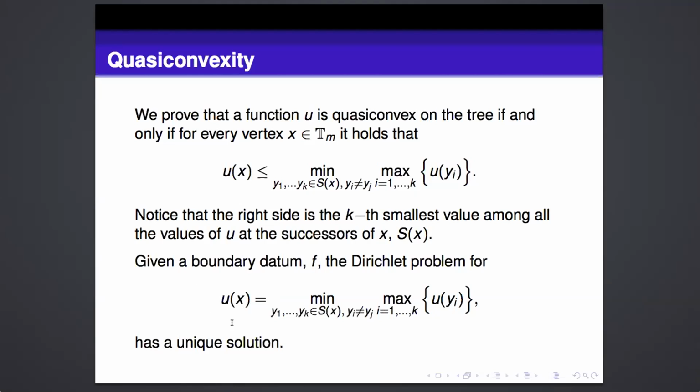So you have that u of x is this min-max of the values of u at the successors, and for this equation with the boundary data f, you have a unique solution, provided the boundary data is continuous. I didn't mention it here, but the boundary data has to be continuous in order to have the limit up to the point. So you obtain the boundary data with continuity here.